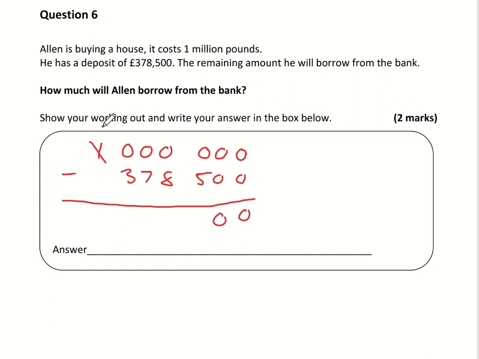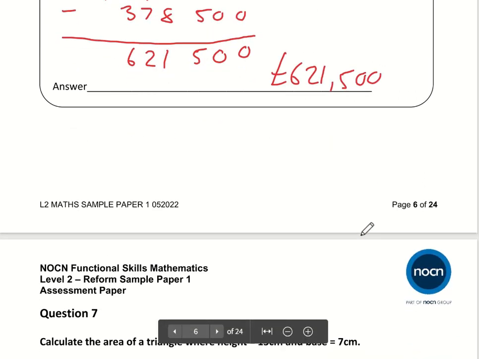So this 1 will become a 0, this 0 becomes a 10. The 10 becomes a 9, and this 0 becomes a 10. This 10 becomes a 9, this 0 becomes a 10. This 10 becomes a 9, so that this 0 can become a 10, and 10 minus 5 is 5, 9 minus 8 is 1, 9 minus 7 is 2, 9 minus 3 is 6. So the answer is £621,500.